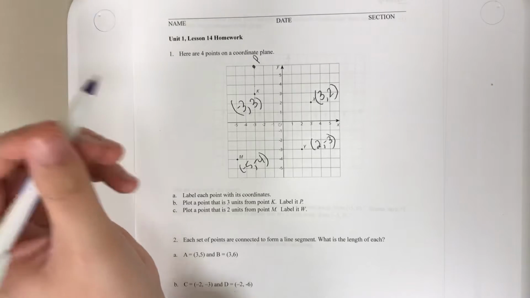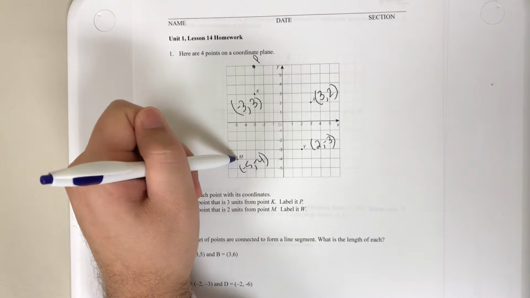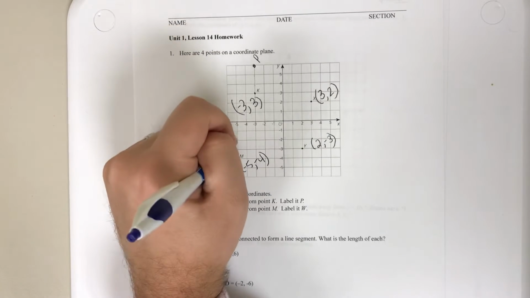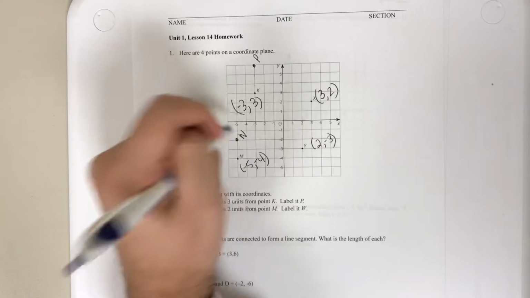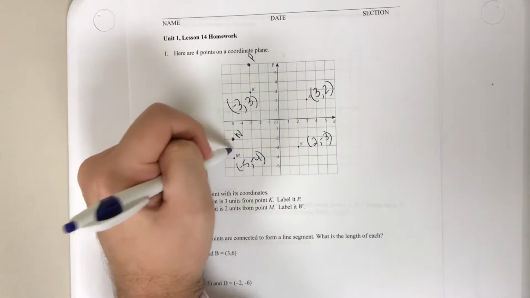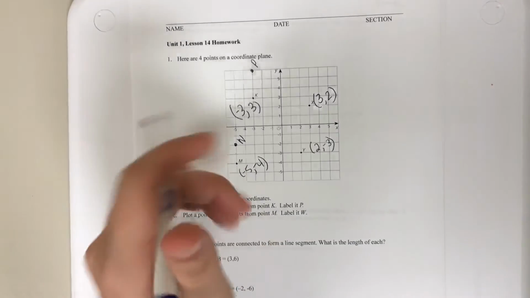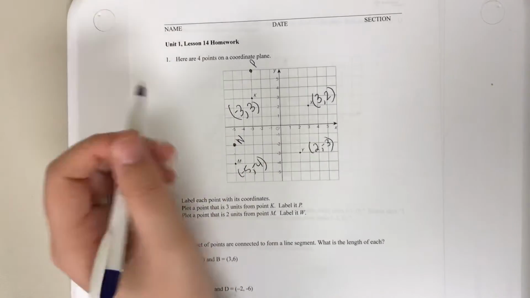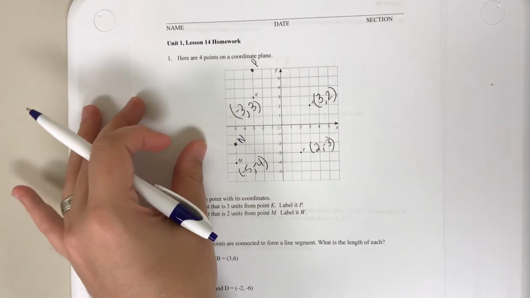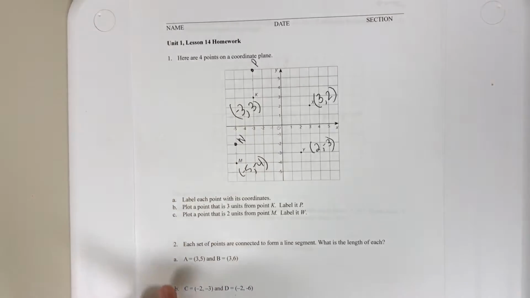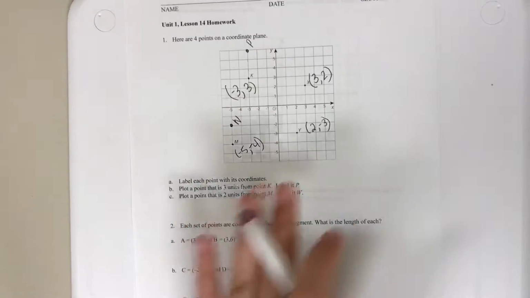So I labeled that. Plot a point that's 2 units from point M. Label it W. So point M is here. I want 2 units, so I'm gonna go up 1, 2. That's 2 units up, labeling that W. That's 2 units, so that means that the line segment between them is 2 units, right? From class today, we learned that that's 2 units, and it's a positive number because it's talking about distance, and that relates to absolute value. All right, so that's for question 1. That would earn you all the points.